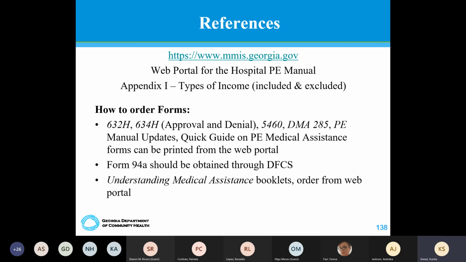If you need copies of the 94A, you can continue to print off of the ones that I have provided you with. Or if you need the little booklets, because DFACS does print them out in booklets, let me know, and I will give you the person to contact at DFACS to get copies of those. And then, like I said, I told you how to order the understanding booklets.